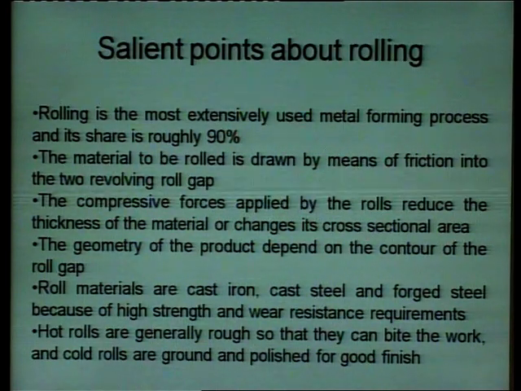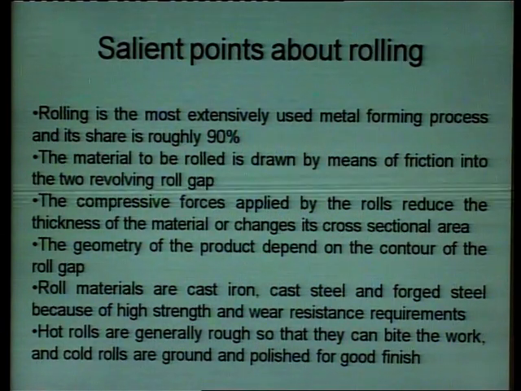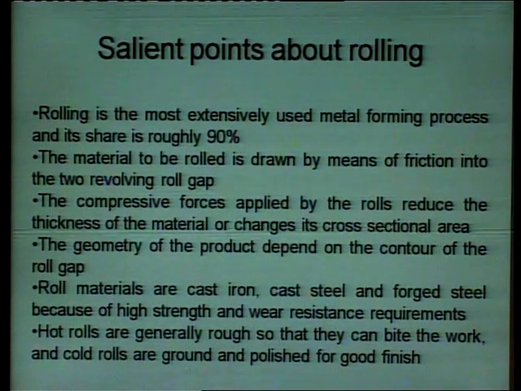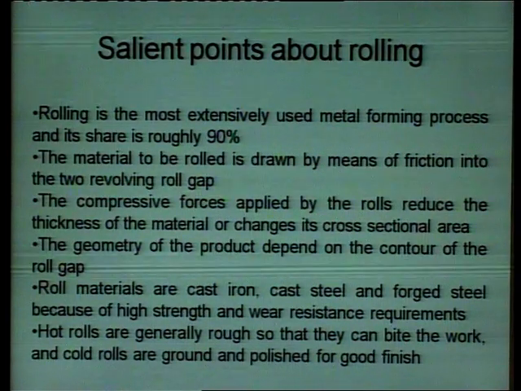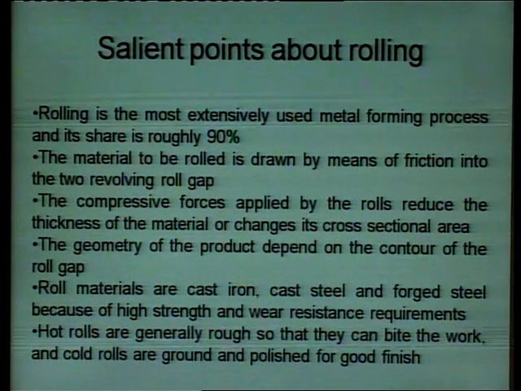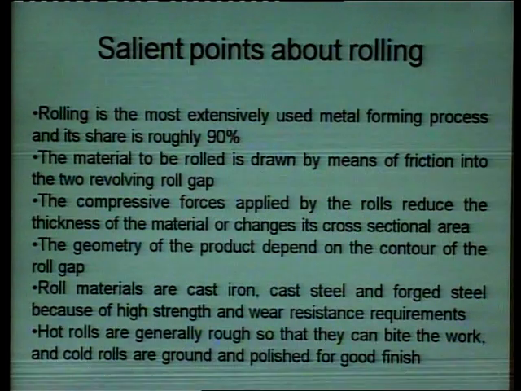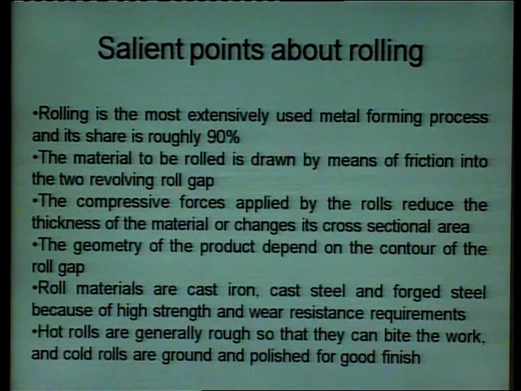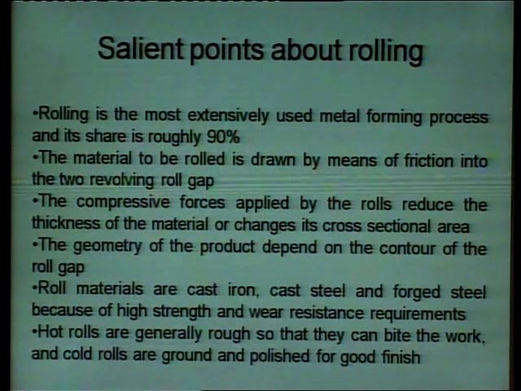The compressive forces applied by the rolls reduce the thickness of the material or change its cross sectional area, as we have seen. The geometry of the product depends on the contour of the roll gap. That means what type of rolls we are using. What we have seen is flat rolling, but if I make a roller shape, I can get an I section from this, or I can get a T section from this.